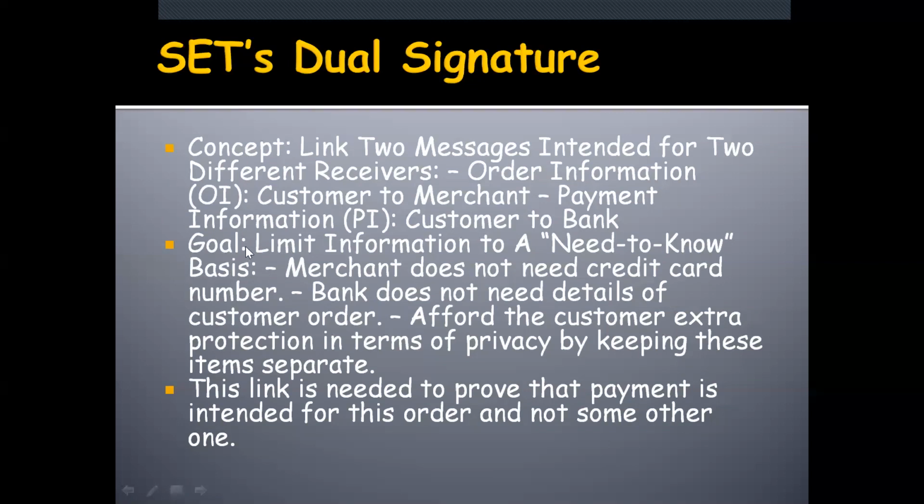Now here, with the dual signature, you are going to authenticate, limiting information on a need-to-know basis. When we are sending both pieces of information, we send them in such a way that the merchant is not going to get any information about your credit card number or any other information about your credit card. He is only going to know what you want to purchase, that is the order information. The payment information, PI, can only be seen by the bank. How it works, we are going to check in the next slides.